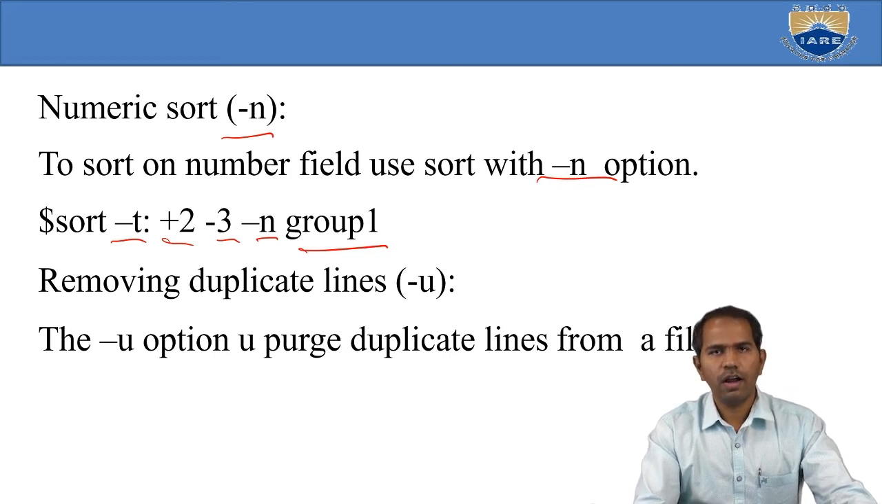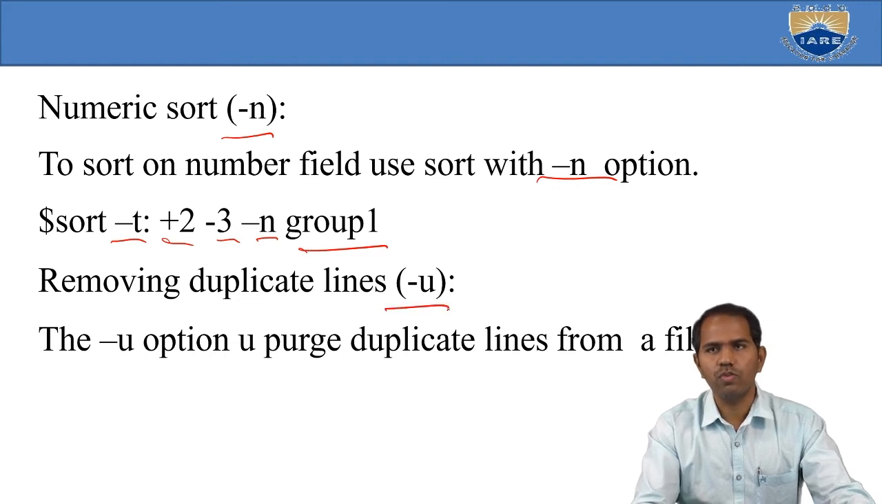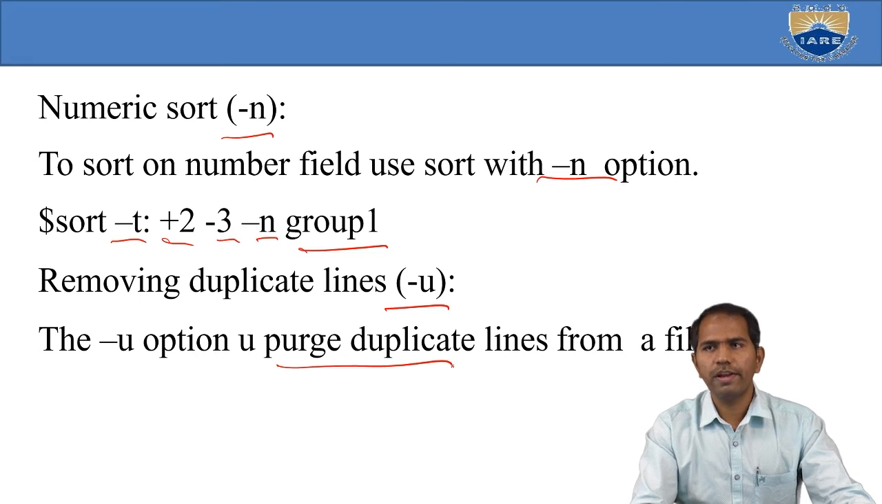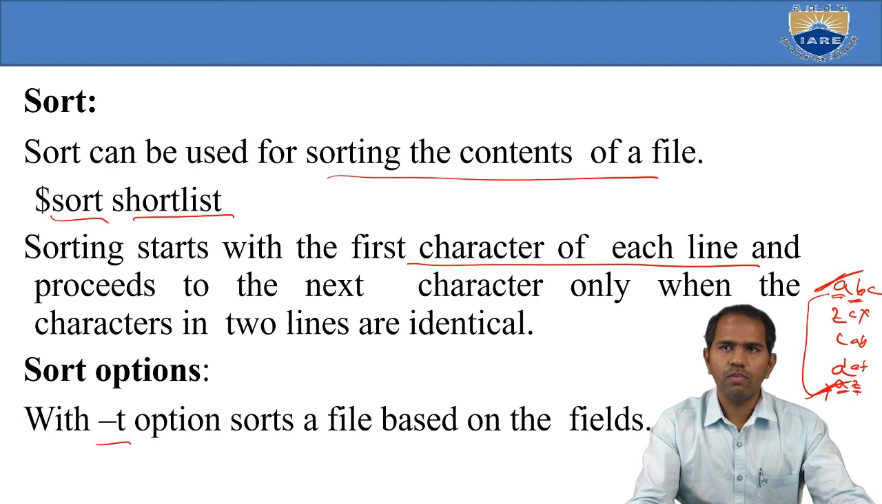Now in that one, I want to remove the duplicate elements. So with the option, use minus u. Minus u option means it removes the duplicate elements from your file. These are the different options. The first option is minus t. Minus t means it's a grouping option, sort a file based on the fields.